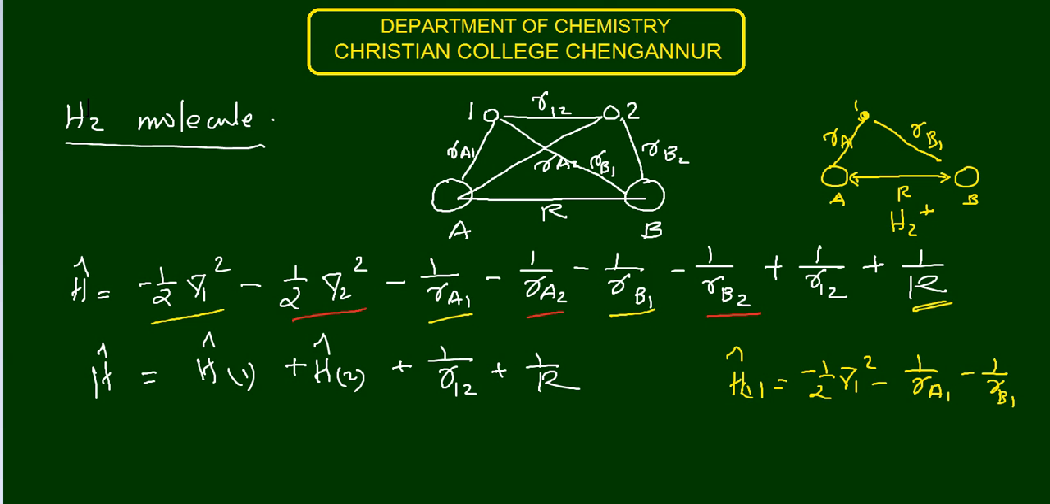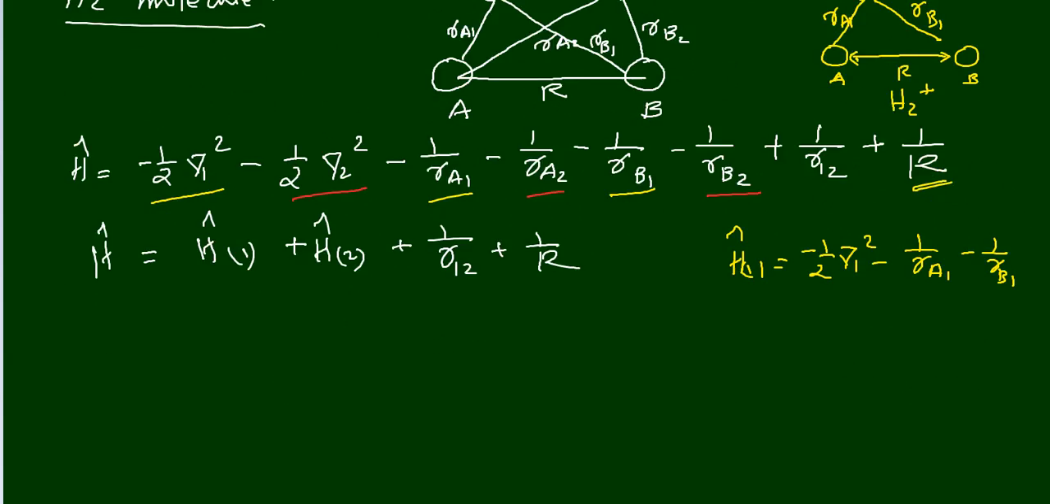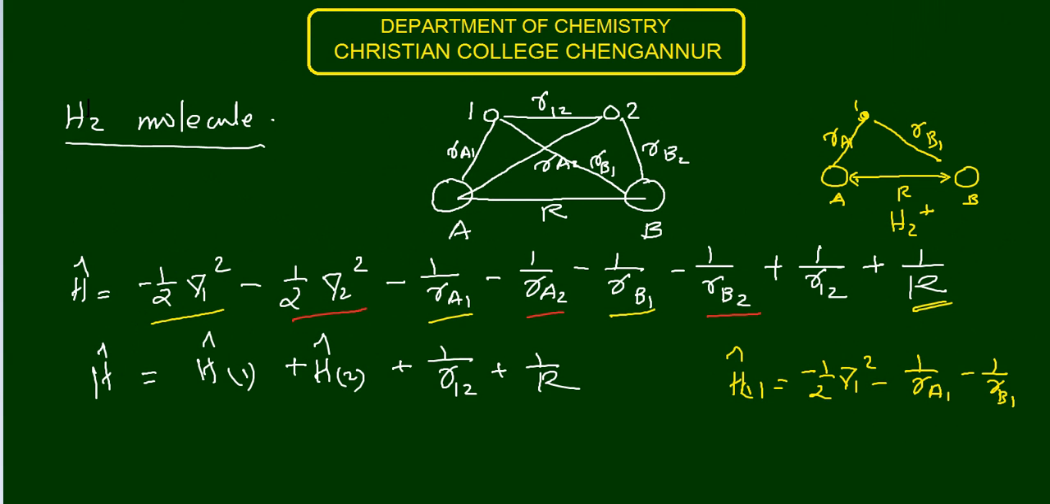Here H cap 1 and H cap 2, you already know. This represents the electronic Hamiltonian for the H2 plus ion with electron 1 or electron 2. So this is the Hamiltonian for the system. And now we are going to consider the functions. And the wave function we have to consider here like this.